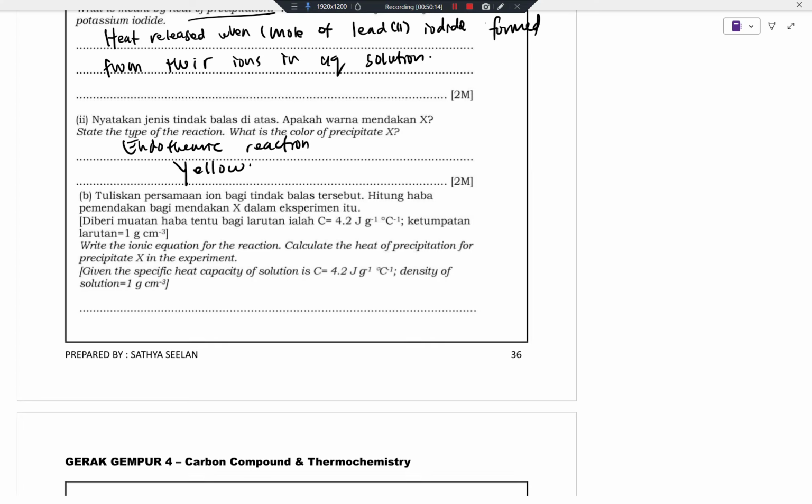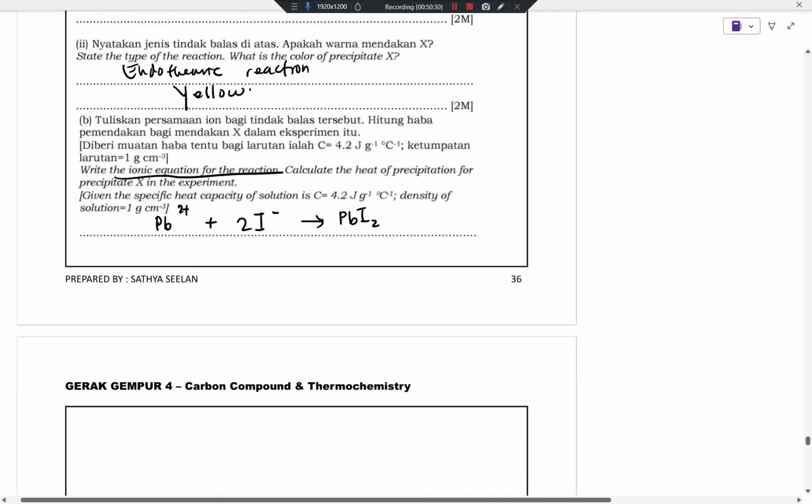Write the ionic equation for the reaction. Pb2+ plus I- gives PbI2, and since there is I2, we put a 2 here. Okay, so the ionic equation is ready. Calculate the heat of precipitation.